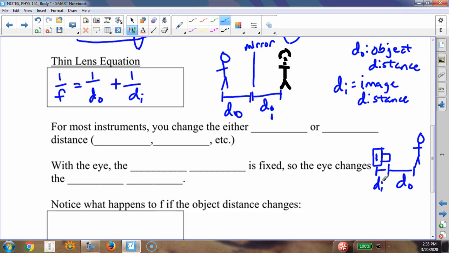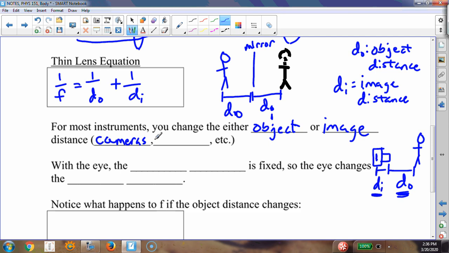So for most instruments, you can change either the object or image distance. And for example, cameras. With a camera, you can change this distance, that's the object distance, just by moving the camera closer to the subject, or that subject moving closer or farther away. But you can also change the image distance. You can make that lens move closer to or further away from the imaging surface, the film or the CCD, the chip in the camera.